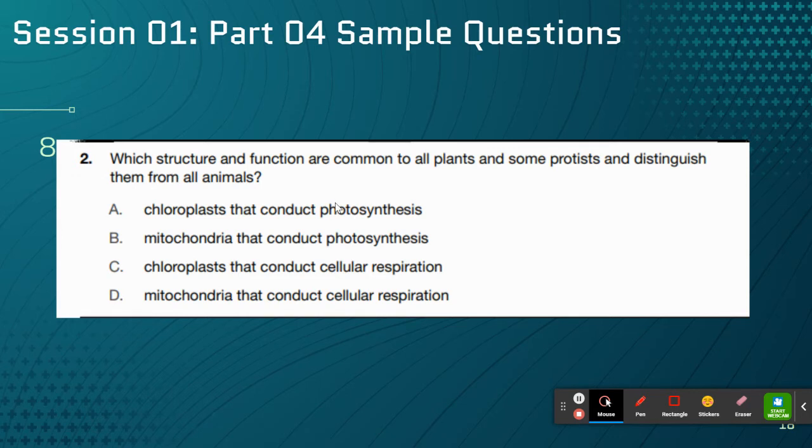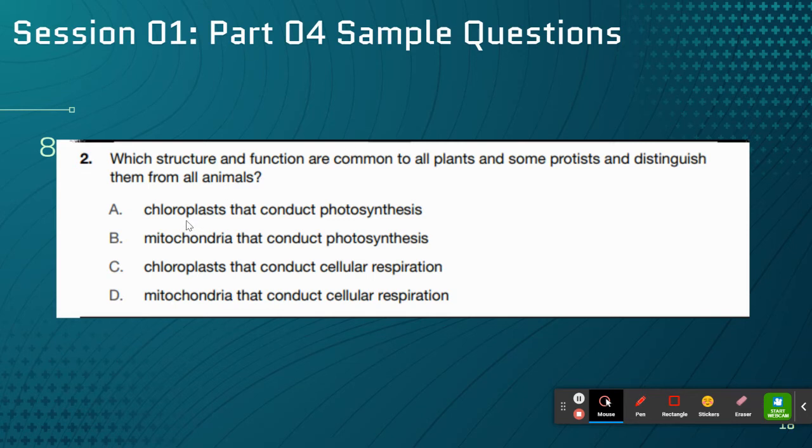All right, which structure and function are common to all plants and some protists and distinguishes them from all animals? I hate this question because I feel like it's confusing, but what it's really asking is which structure and function will you find in plants and some protists that makes it different from animals? And if we're using our context clues here, what's the difference between plants and animals? It's the way they obtain energy. Plants are photosynthetic autotrophs. Animals are heterotrophic. So we're thinking about how they obtain energy.